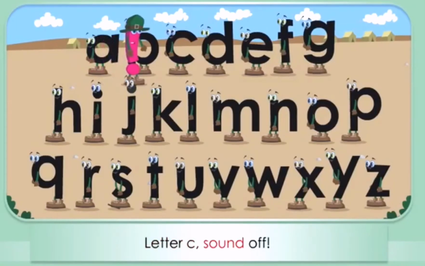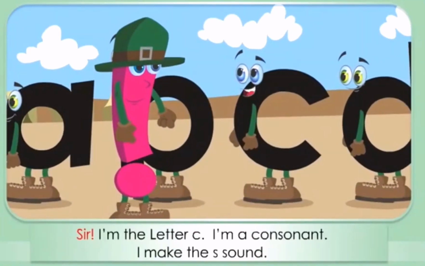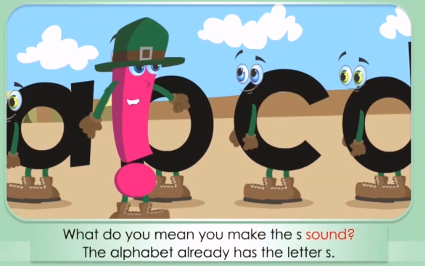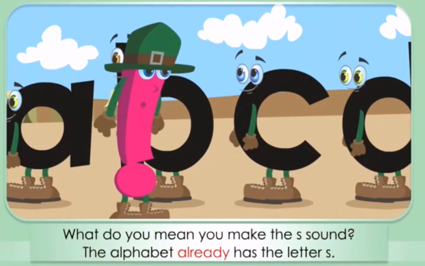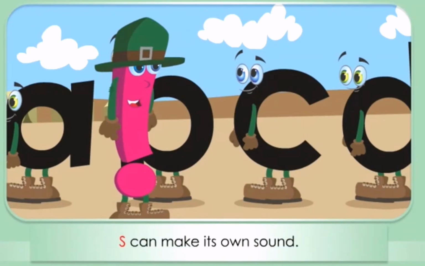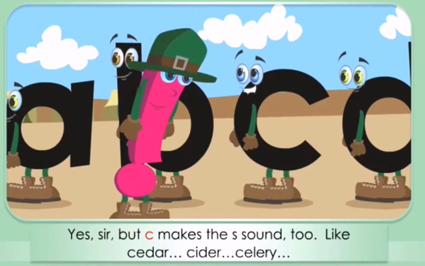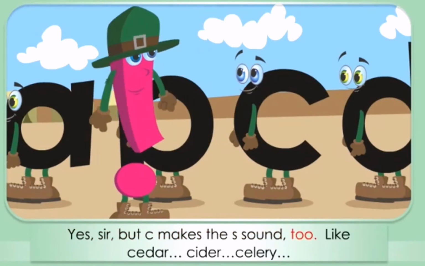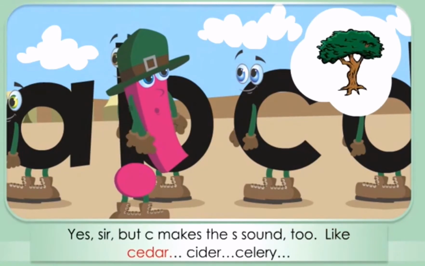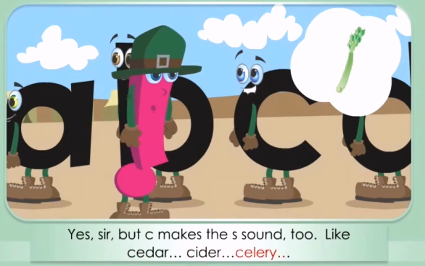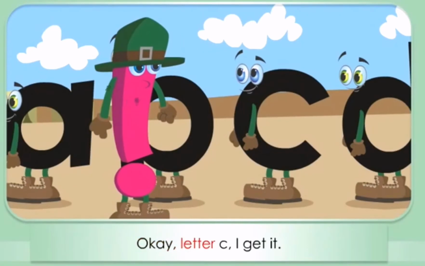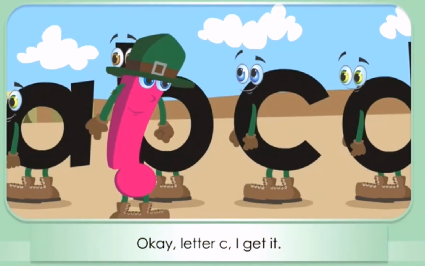Letter C. Sound off. Sir, I'm the letter C. I'm a consonant. I make the S sound. What do you mean you make the S sound? The alphabet already has the letter S. S can make its own sound. Yes, sir, but C makes the S sound too. Like cedar, cider, celery. Okay, letter C. I get it.